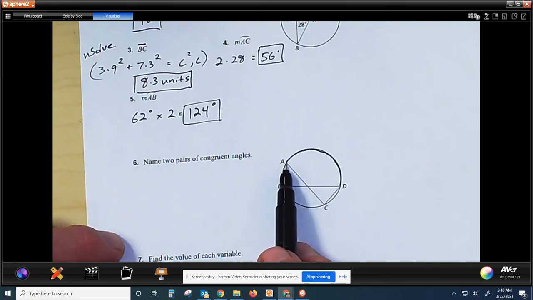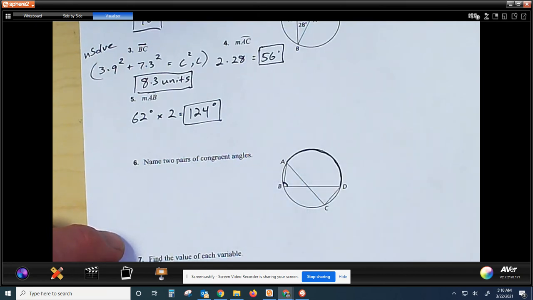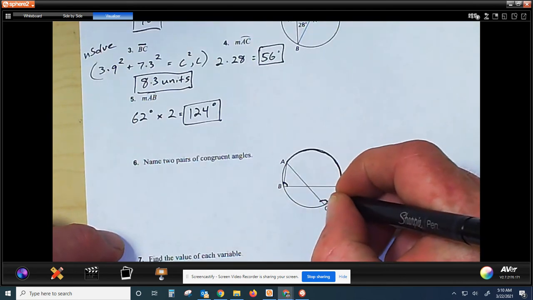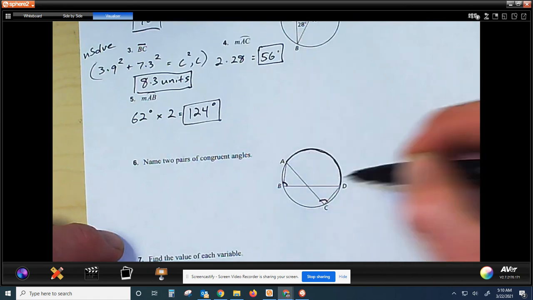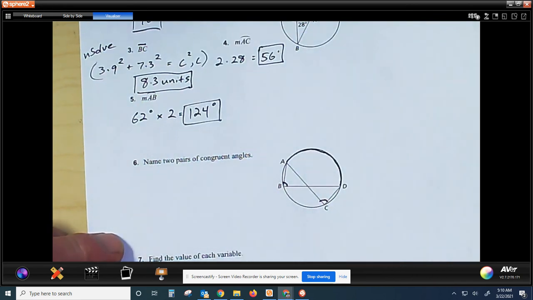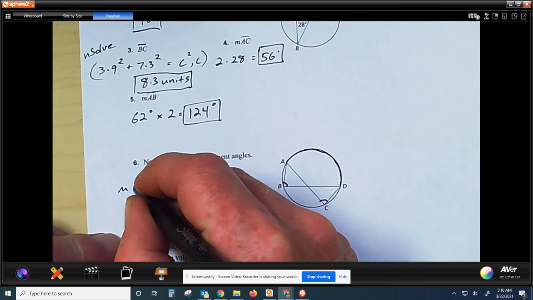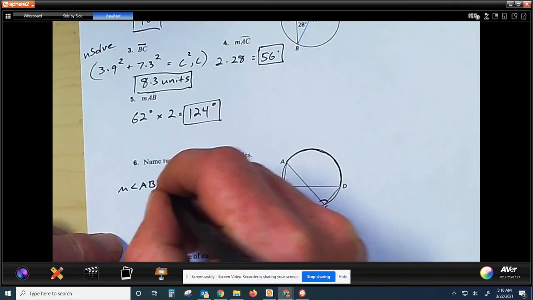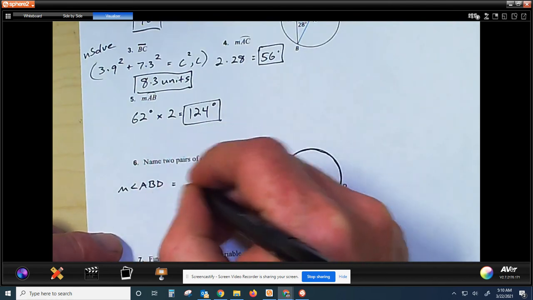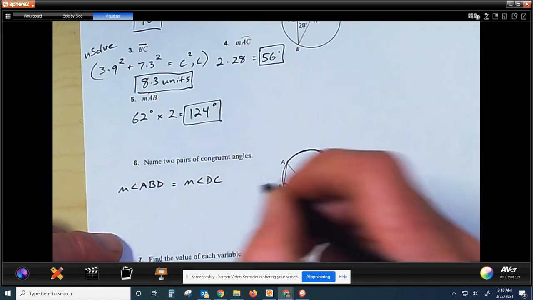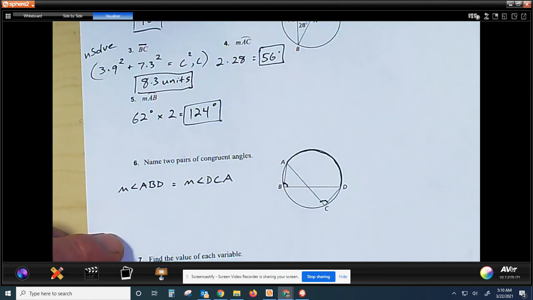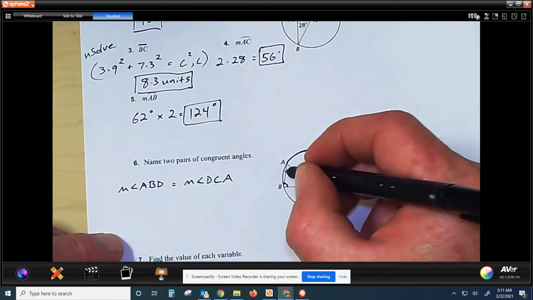Well, ABD projects to this arc. Also, DCA projects to the same arc. We can say they are congruent. The measure of angle ABD is equal to the measure of angle DCA. Those 2 are congruent. It's happened twice in this image.